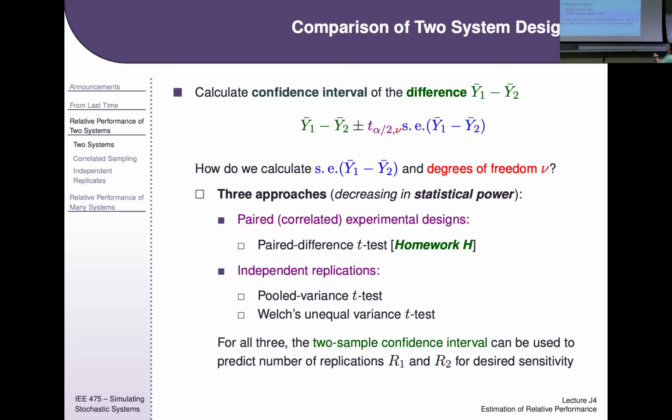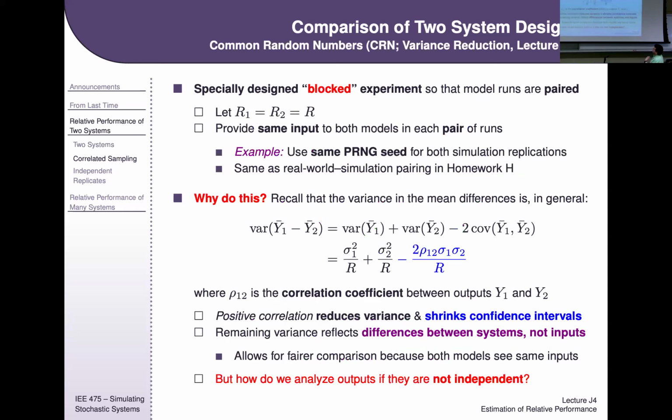All right, so the three approaches: we've got a paired approach, similar to what you already did in homework H, and then two independent approaches having to do with whether your two populations have the same variance or different variance. So that's what we're going into. This is just a summary, a table of contents of what's going forward. I don't want to spend too much time on this because we're going to see this again in the next unit under variance reduction, and you've already practiced this in homework H.